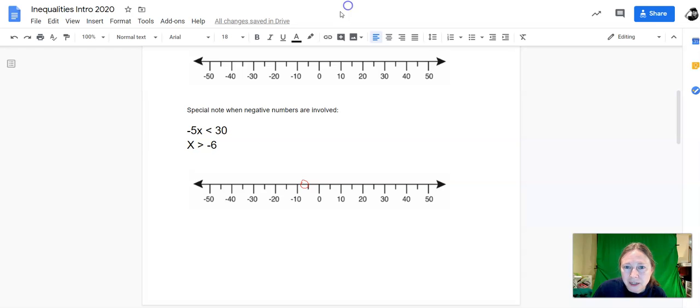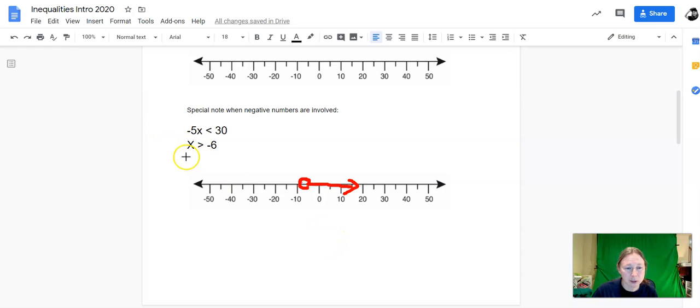Nope, looks like I'm changing the color. There we go. And then it can be anything greater than that. So we put an open circle on negative 6 and then draw a solid arrow going in that direction. Let me make my circle a little thicker. So that's what that plot would look like.